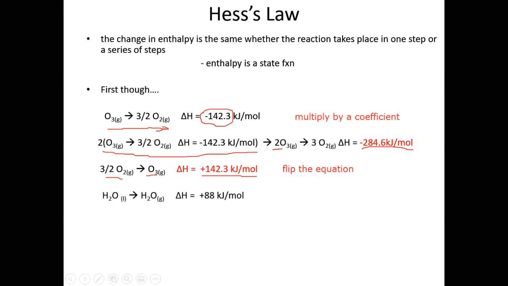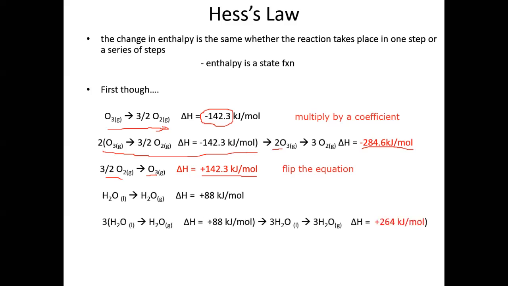So here we have the vaporization of water. For every 1 mole of water, we need 88 kilojoules. So this is an endothermic reaction. So 1 mole of water needs 88 kilojoules to vaporize. If we want to know about 3 moles of water, then we multiply the whole reaction by 3, including delta H. So now you see delta H is increased by a factor of 3. So we took 3 times 88, we get 264.